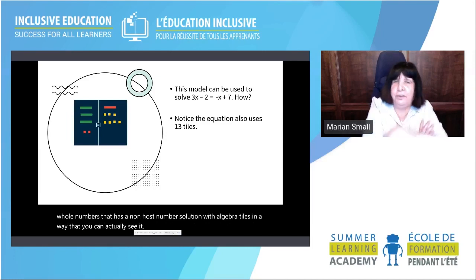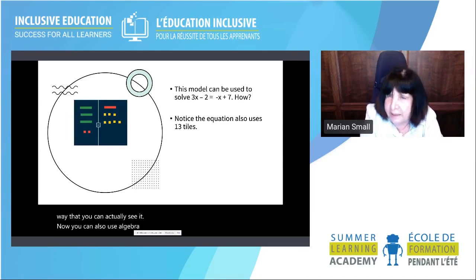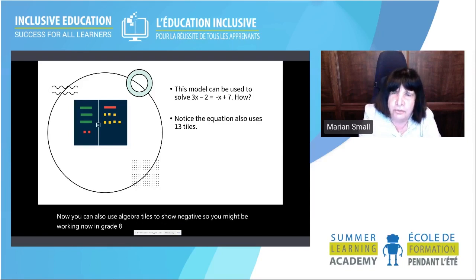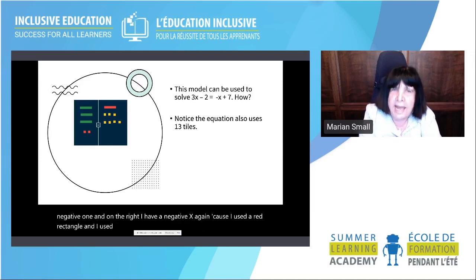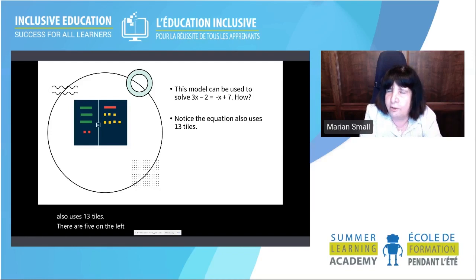Now, you can also use algebra tiles to show negatives. So you might be working now in grade 8. And this model shows 3x minus 2. And the reason it's minus 2 is I made the 2's red. So each of those little red squares is worth -1. And on the right, I have a negative x, again, because I used a red rectangle. And I used a +7. And notice that this one also uses 13 tiles. There are 5 on the left and there are 8 on the right.